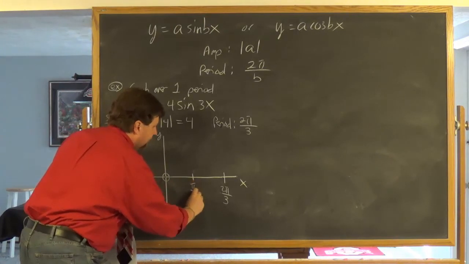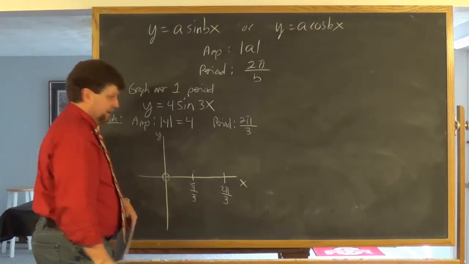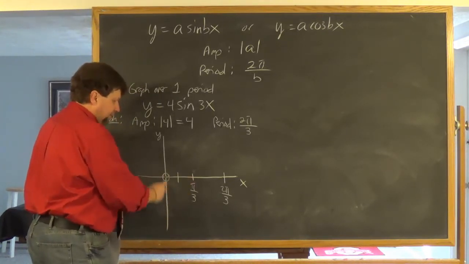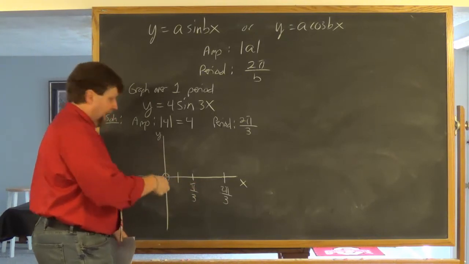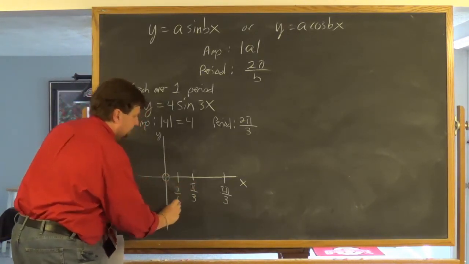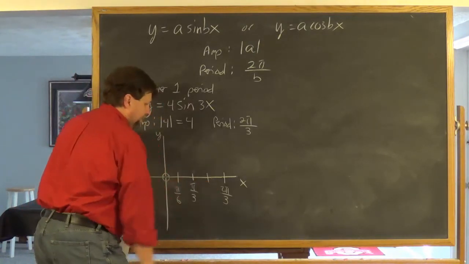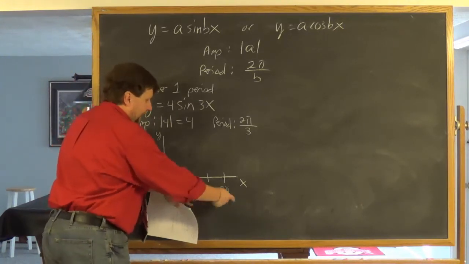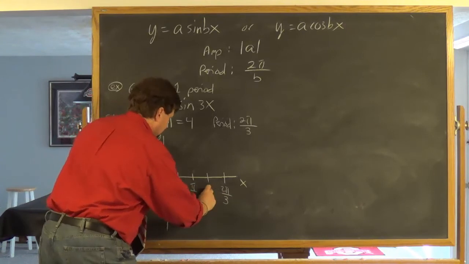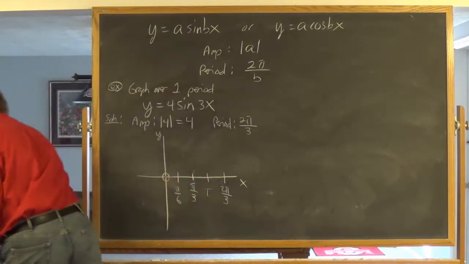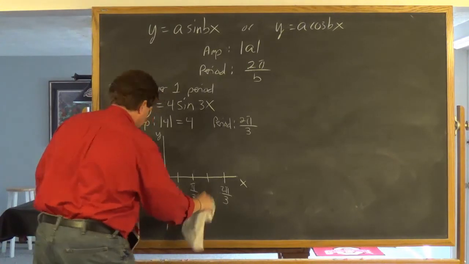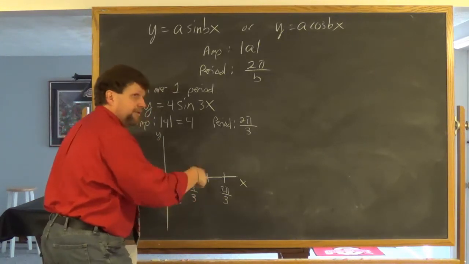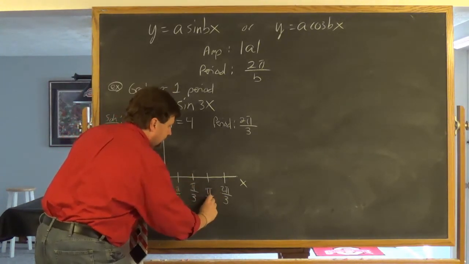If I do that, I'll get the midpoint to be pi over 3. First quarter point, well, that's halfway between the left end point and the midpoint, so I add those 2 together and take half of it. Gives me pi over 6. Third quarter point, well, that's halfway between pi over 3 and 2 pi over 3. So I add those together and take half of that. Pi over 3 plus 2 pi over 3 is 3 pi over 3, which reduces down to pi. Half of that is pi over 2.